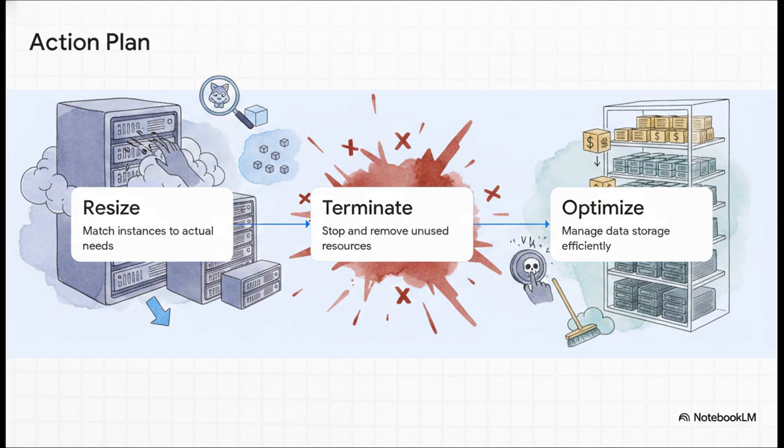Step 2, terminate unused resources. If a resource isn't doing anything, we don't just ignore it, we ruthlessly shut it down. And Step 3, optimize storage. We clean up our digital closets, moving data to the most cost-effective S3 storage tiers available based on how often we actually need to access it.